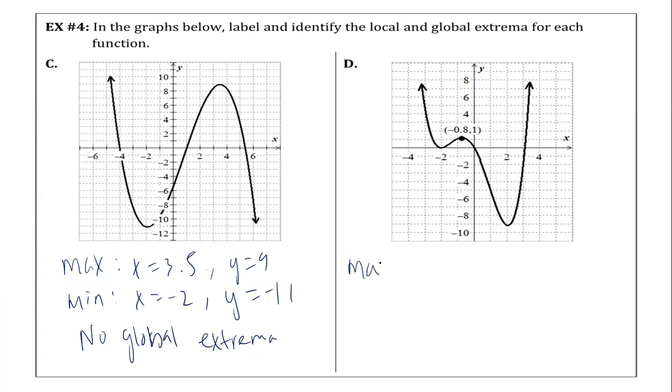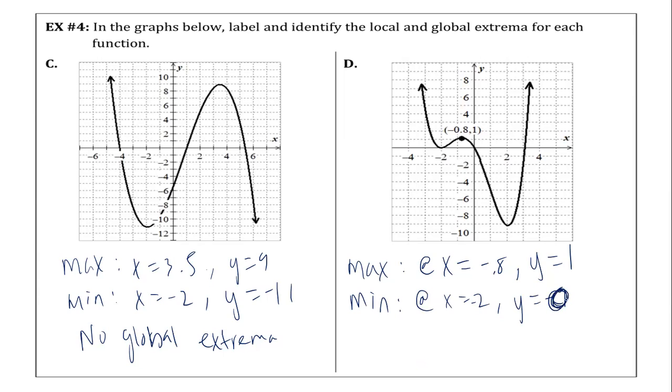What about my max? Where's my max at? At x equals -8/10, and y equals 1. Where's my min? At x equals -2, and y equals -9. Do I have another one? You saw nothing. That's a 0 the entire time. It says 0.